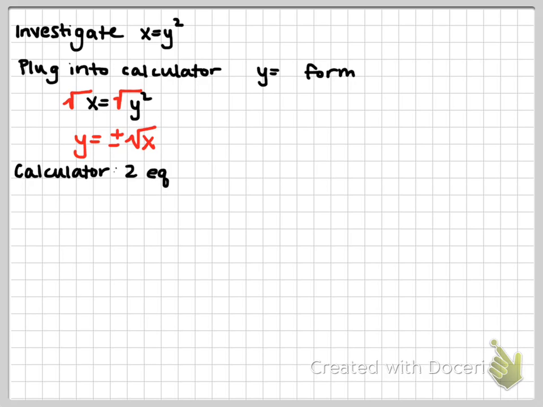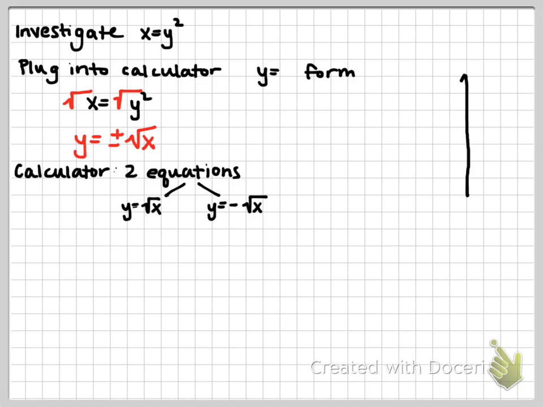And so I'll take the square root of both sides, remembering that when I take the square root of both sides, I have both the positive square root of x and the negative square root of x. So in your calculator, please plug in y equals positive square root of x and y equals negative square root of x. So go ahead and pause the video so you can plug those into your calculator.